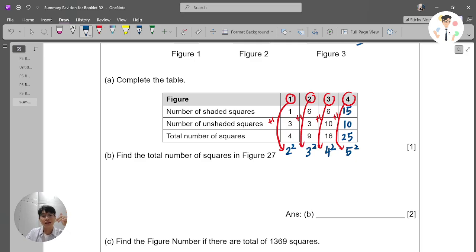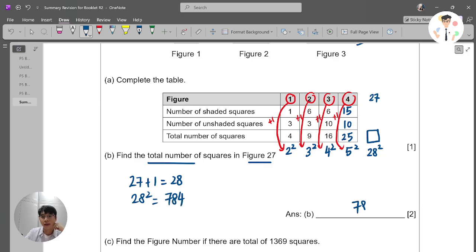Now, with that, let's look at question B. We have found the pattern, right? What is the total number of squares, which is the last row here, in figure 27? If this figure is 27, what would be the number here? Again, we know the start, right? 27, we are supposed to plus 1 to be 28. So your step is 27 plus 1, 28. And from this 28, I'm supposed to do what? Square. So 28 square is 784. And yes, that is basically our answer, 784.